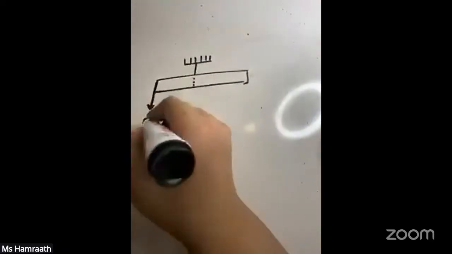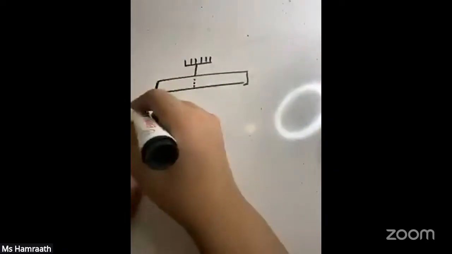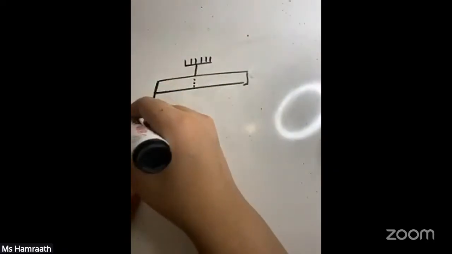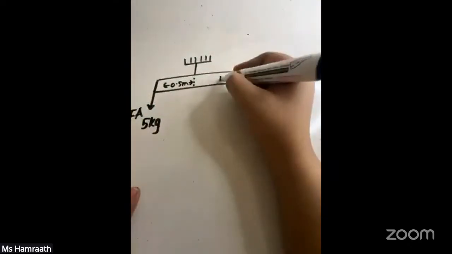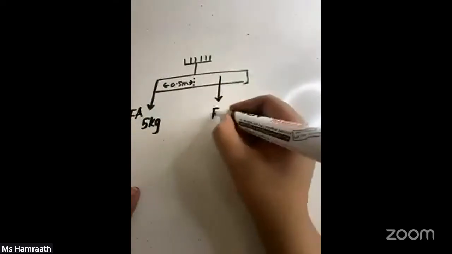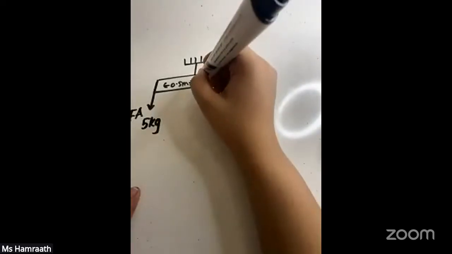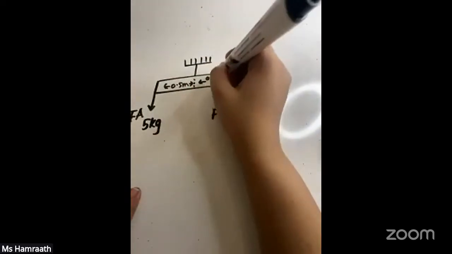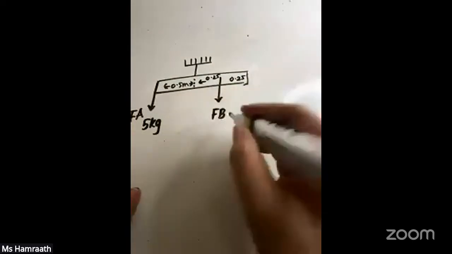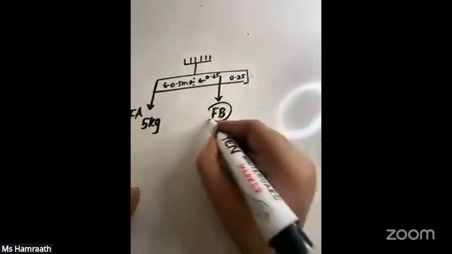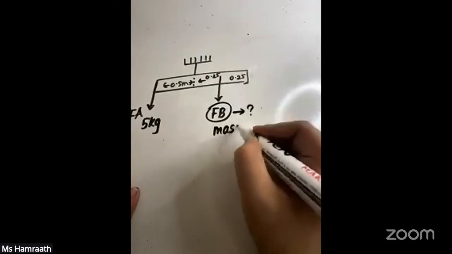You are giving a force, let's say you have a mass of 5 kilogram, and let's say this is the force A, and the distance is 0.5 meter. And from the center, you are giving another force, force B. Let's say this distance is 0.25 meter and here also 0.25 meter. They are saying you have to find the force of B and the mass of B, both.